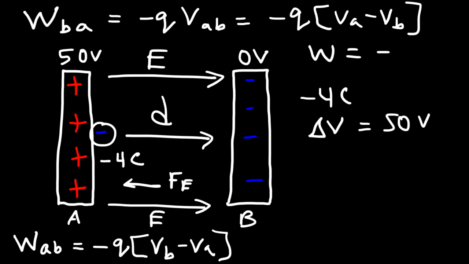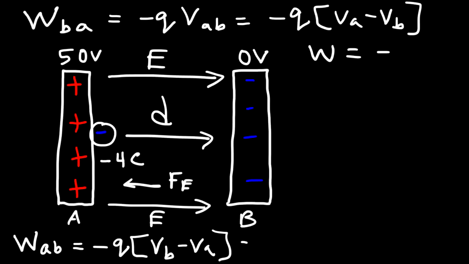And so in this case, it should be about 200, because a potential difference of 50 volts means that the charge can gain or lose 50 joules of energy per 1 coulomb of charge. So it can gain 200 joules of energy or lose 200 joules of energy per 4 coulombs of charge.